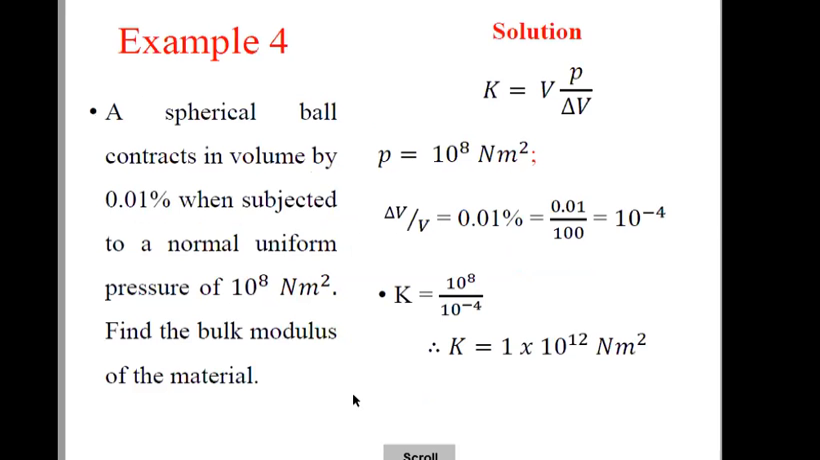Okay, so let's see the first one. This one is basic formula putting getting. Just go through this. Delta V by V is already given, 0.01%. Now, if it is already given, you just have to find beta.